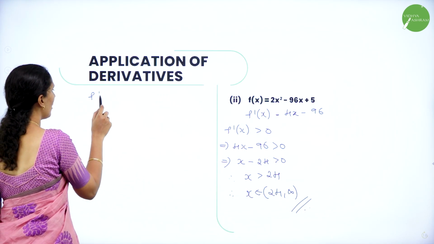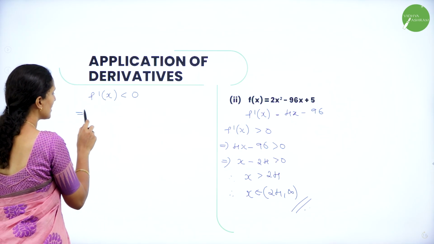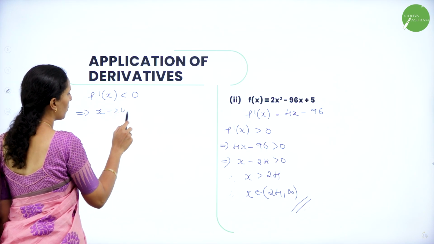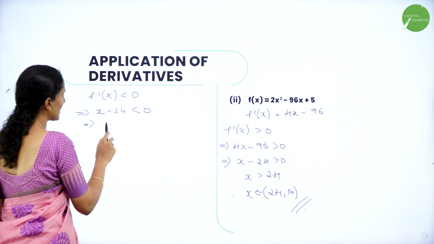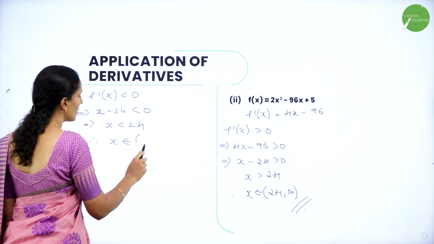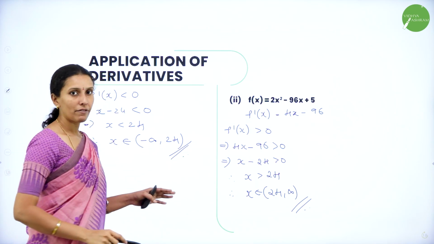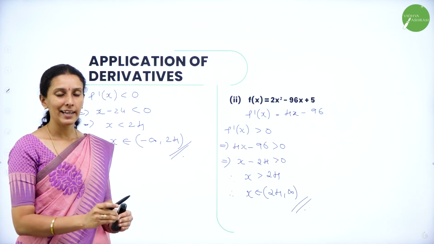Now let's check it for the decreasing condition. So this implies x minus 24 less than 0. This implies x is less than 24. Therefore, x belongs to the interval minus infinity, 24. Here, the given function is decreasing.